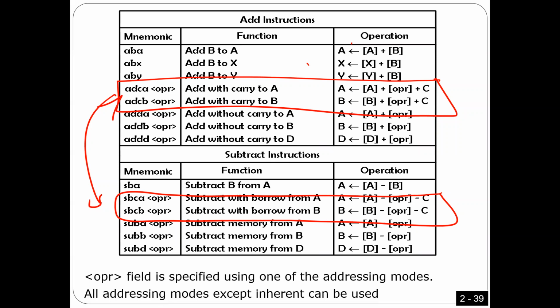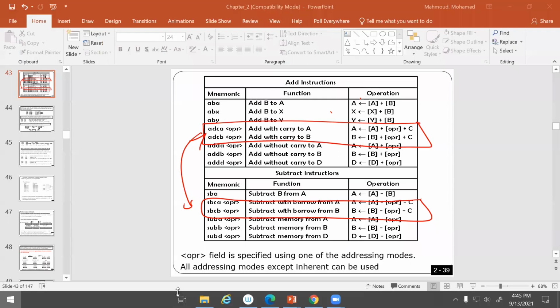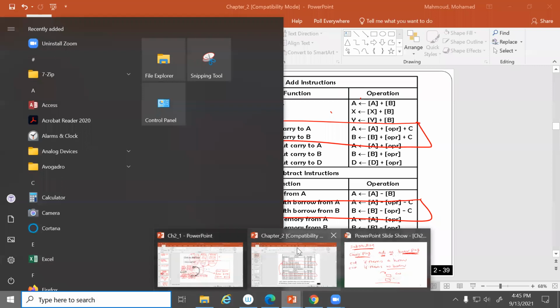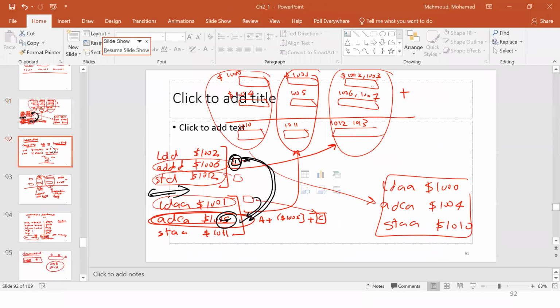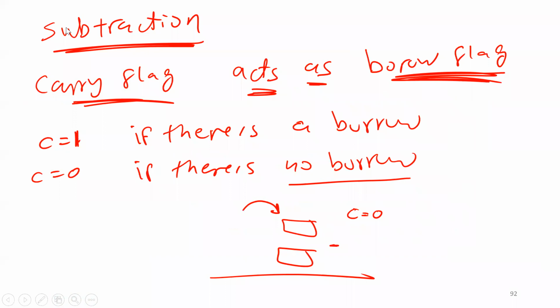Why? Because you know the idea when you borrow in the subtraction, if the carry flag is 1, that means there is a borrow, you borrow some value. You got what I'm saying? That's why the carry flag is actually, you call it borrow flag, okay, in subtraction. So here the carry flag acts as what we call borrow flag. Okay, borrow flag means if you do subtraction and the carry is 1, that means there is a borrow.